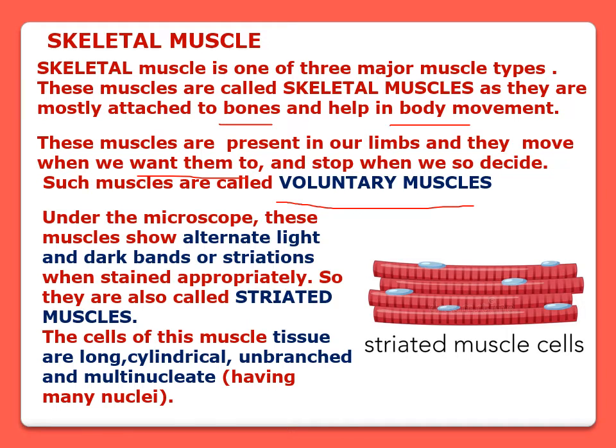Under the microscope, if we see those muscles, the structure of these muscles has alternate light and dark bands of striations. That is why they are called striated muscles. The cells of this muscle tissue are long, cylindrical, unbranched and multinucleated. Multinucleated means they have more than one nucleus. That is why I am calling them multinucleated. In the picture you can see striated muscle cells.